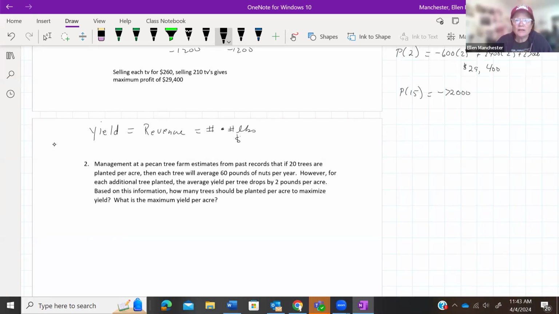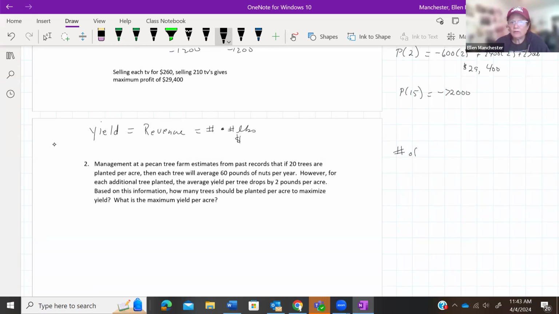Okay, which in essence is our dollar amount, because the more pounds of fruit we have, the more money we're going to make. So the number of trees times the number of pounds will give us our yield. In this case, all we're doing is finding revenue, so we don't need cost. There's no cost because we're not finding profit. We're finding yield or revenue. So we're going to set it up the exact same way.